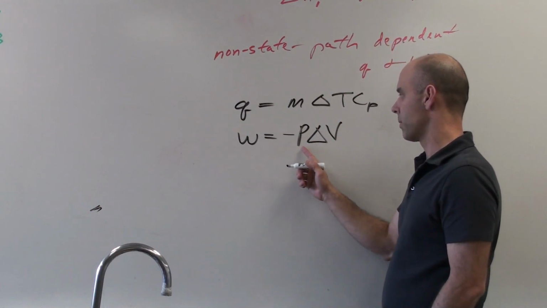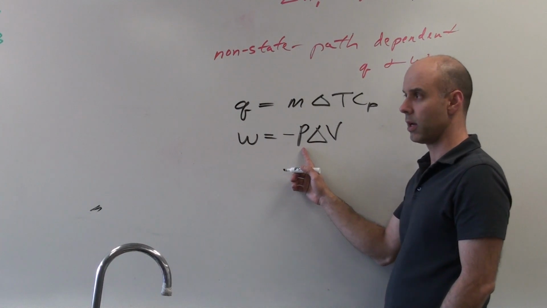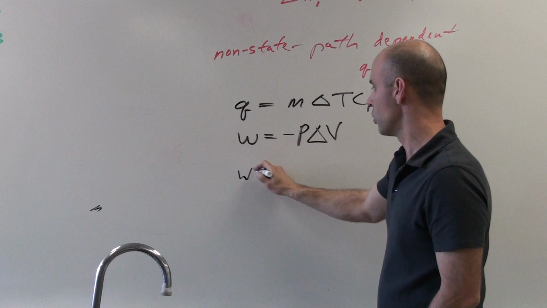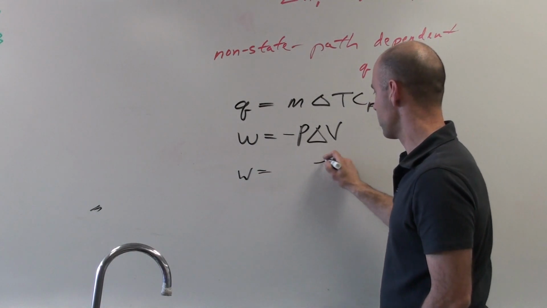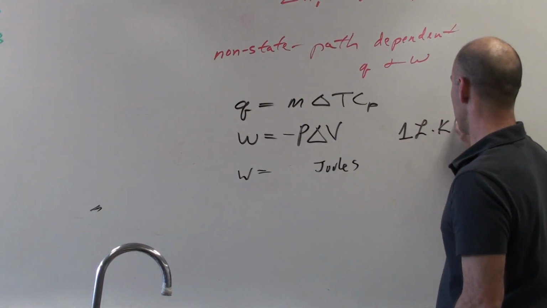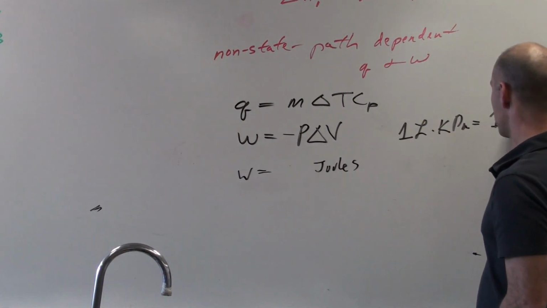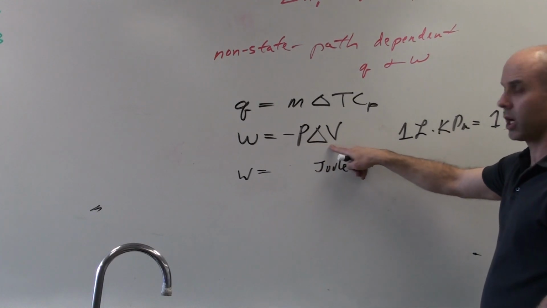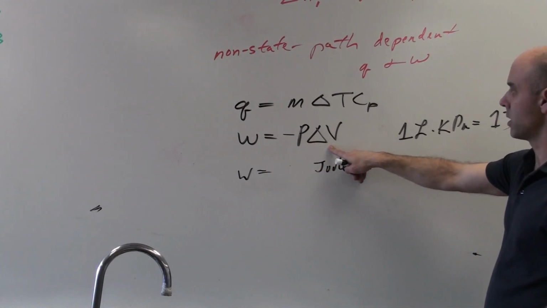And the pressure is going to be in kPa, because in order for your answer for work to be in joules, a liter times a kPa is a joule. So your pressure will have to be in kPa. And your change in volume is final minus initial. Okay.